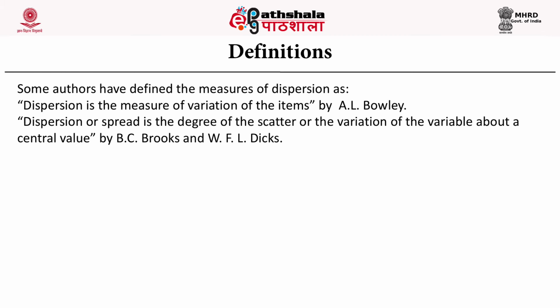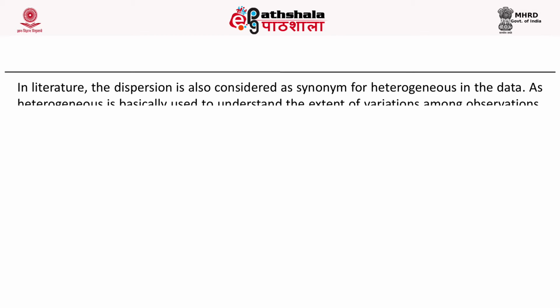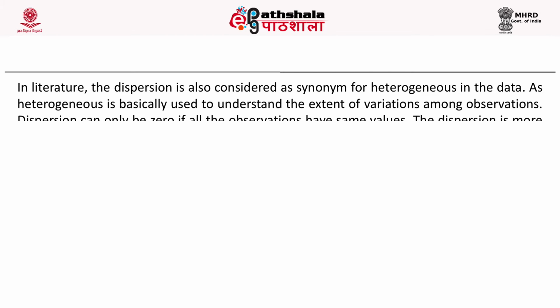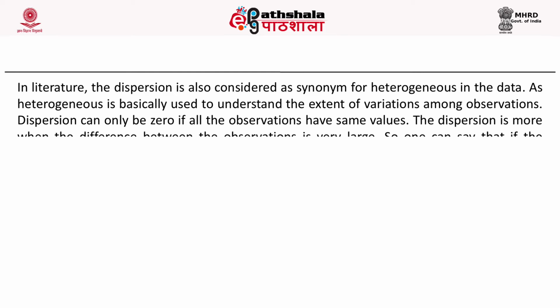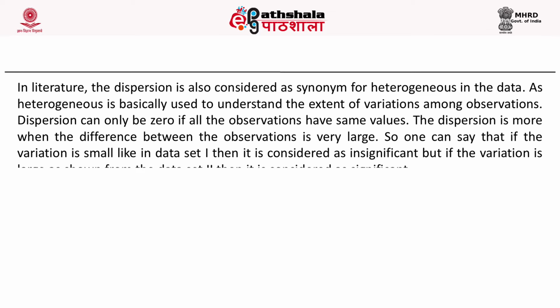Some authors have defined measures of dispersion. Dispersion is the measure of variation of the items, as given by A.L. Bowley. Dispersion or spread is the degree of scatter or the variation of the variable about the center value, by B.C. Brooks and W.F.L. Dick. In literature, dispersion is also considered a synonym for heterogeneity in the data, as heterogeneity is basically used to understand the extent of variation among observations.